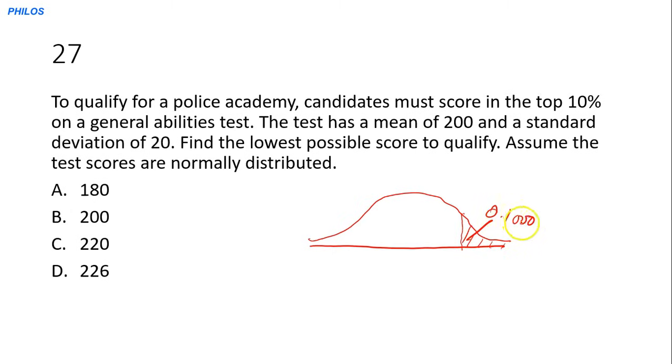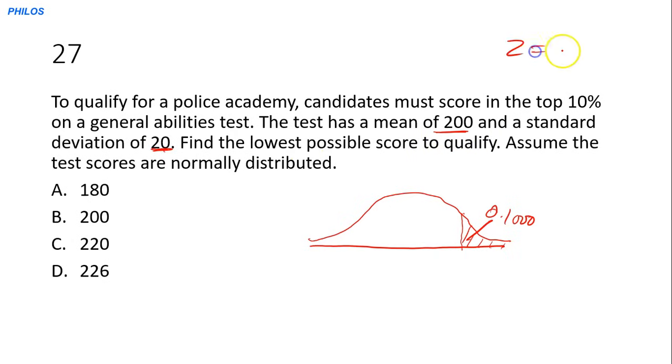0.100. 10% means 0.1000. This area. Now, when you take a look at the question, the test has a mean of 200. So we've been given a mean of 200 and a standard deviation of 20. Find the lowest possible score to qualify. So this question wants us to find x.